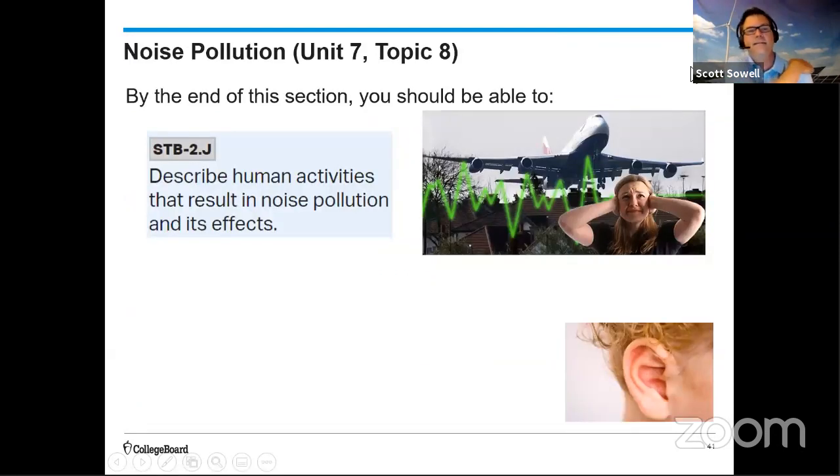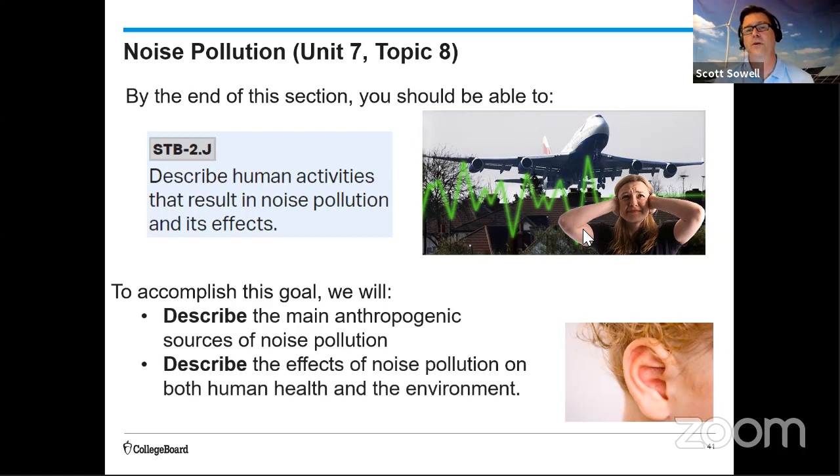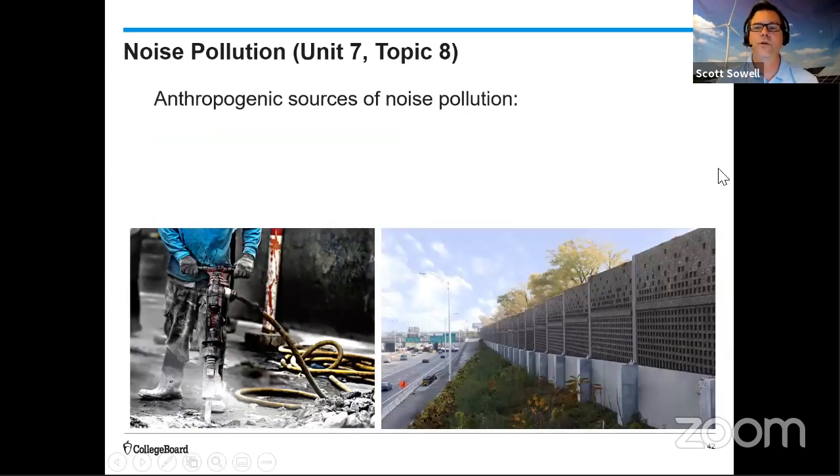All right, we're going to end today with noise pollution. Noise pollution is one of those things we really don't think about until we hear it, and sometimes it can have some very dramatic effects. So to get there, we're going to talk about the anthropogenic sources of noise pollution and their effects both on wildlife and humans. All right, so what are some sources?